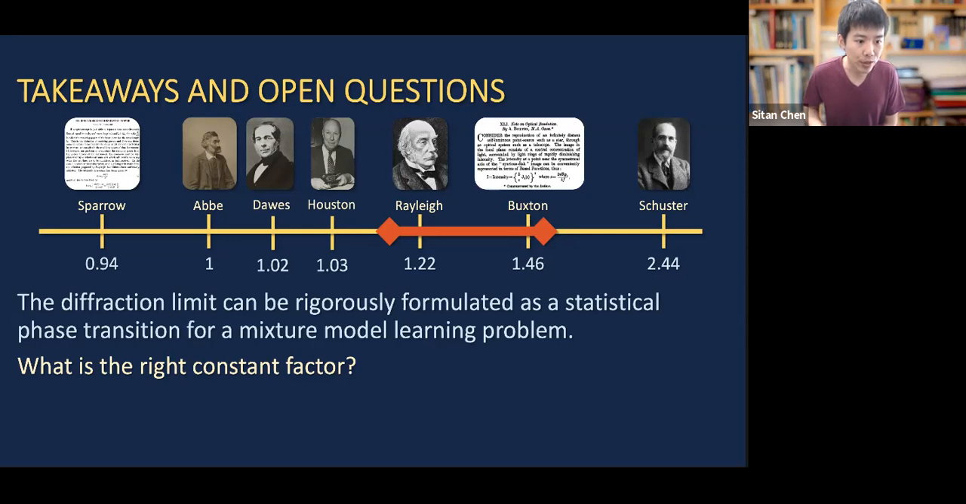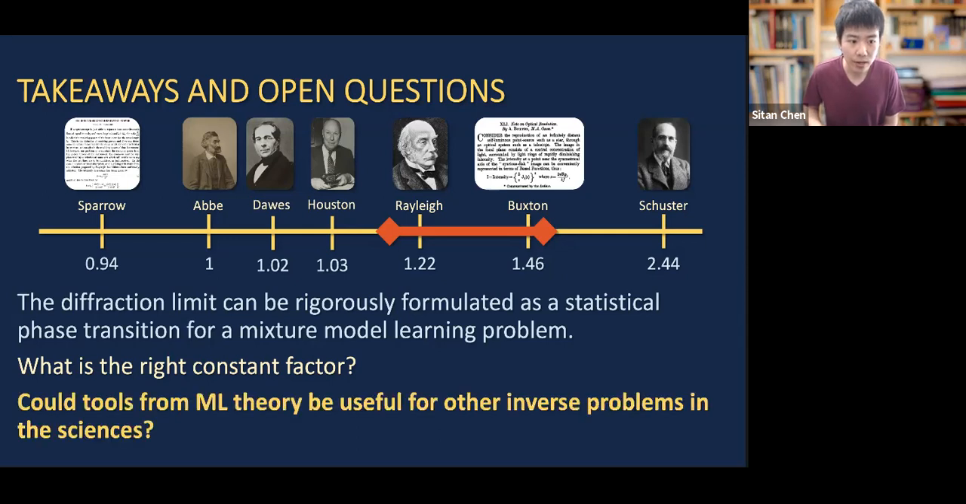And let me just conclude with a conceptual question, which is, this is a nice instance where using the lens of theoretical computer science turns out to be very fruitful for understanding a particular inverse problem in the sciences. So could there be other problems in sciences, either in optics or in other disciplines, which could be similarly amenable to tools from machine learning theory or TCS more broadly?